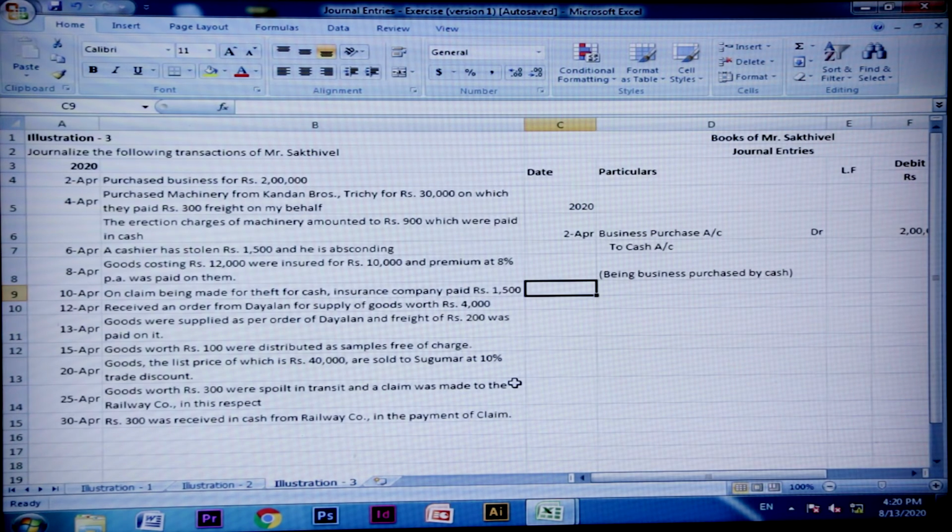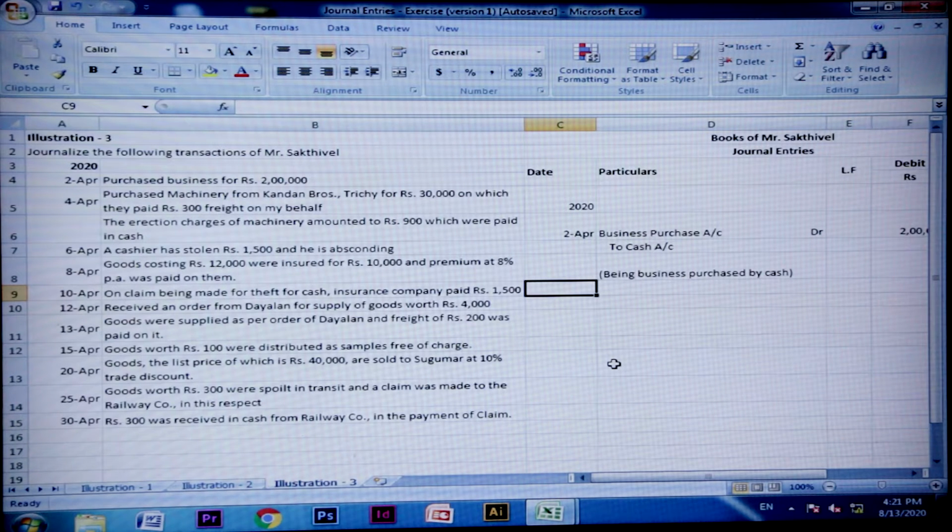And the second entry is on 4th April. The entry is purchased machinery from Kandan Brothers Trichy for rupees 30,000 on which they paid rupees 300 freight on my behalf. So 30,000 plus 300. In total 30,300 Kandan Brothers have given on credit to us. So purchased machinery from Kandan Brothers.